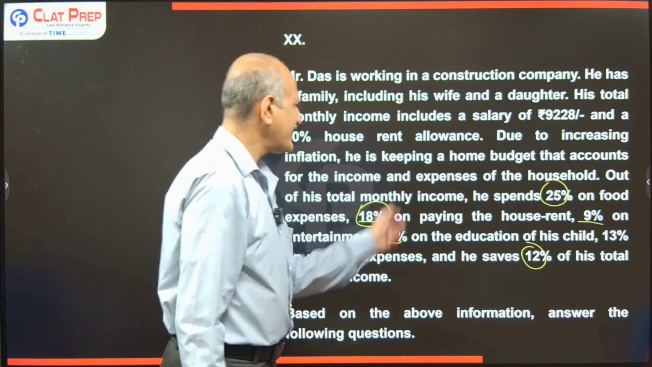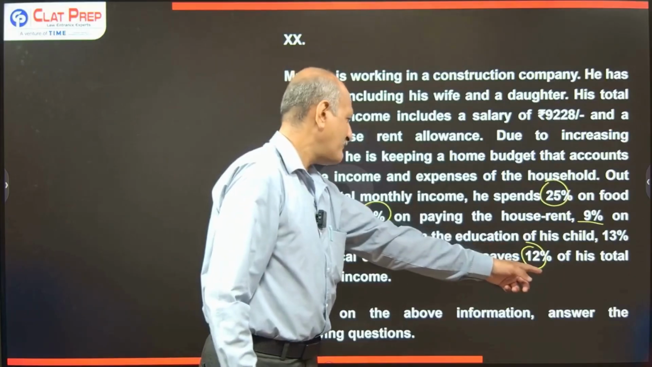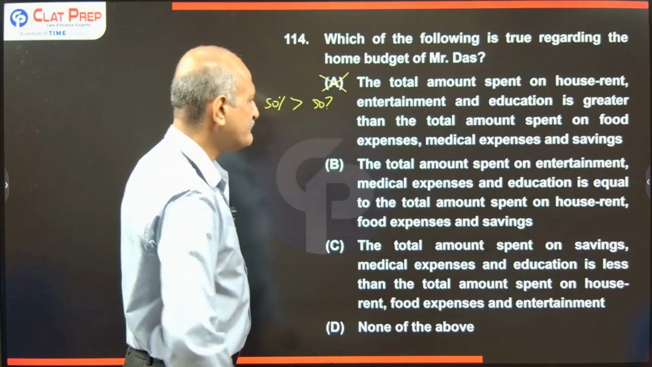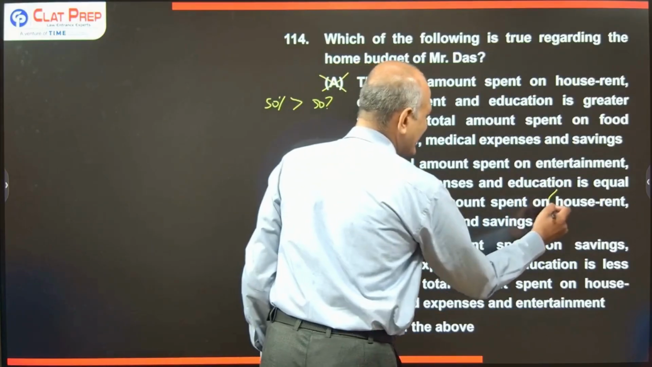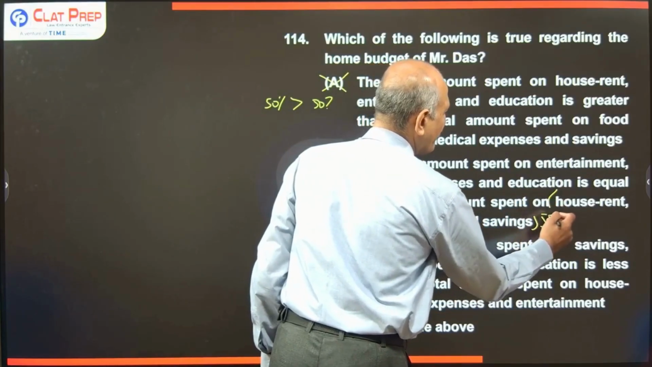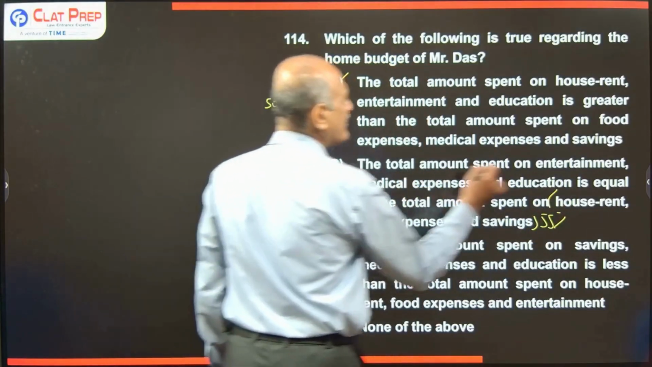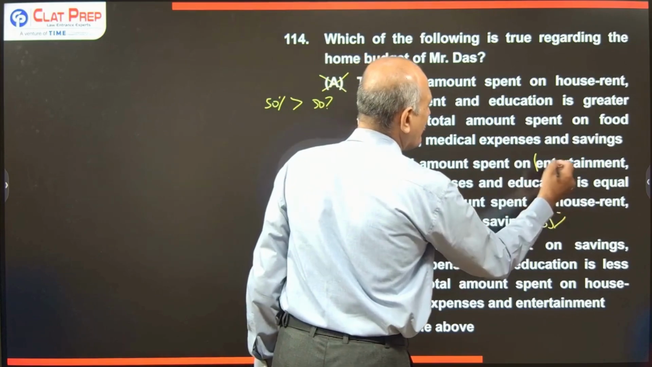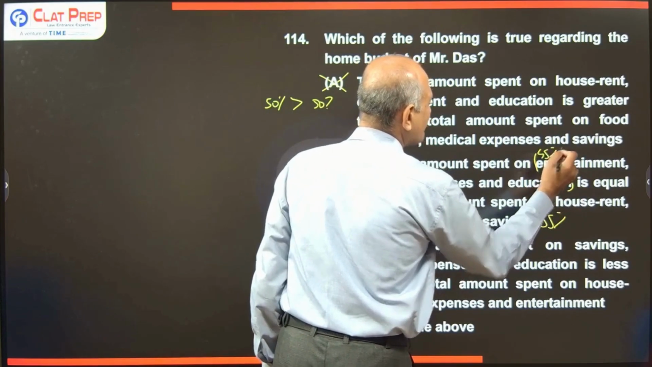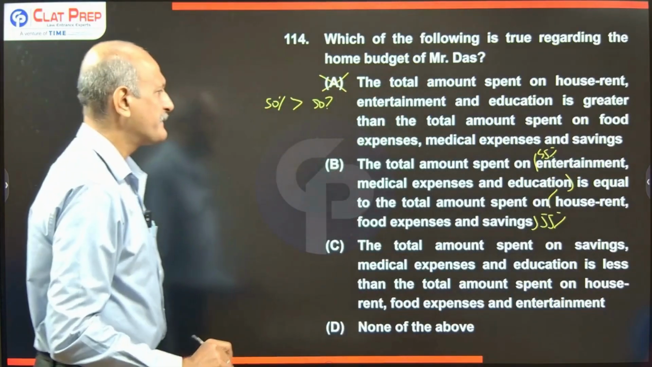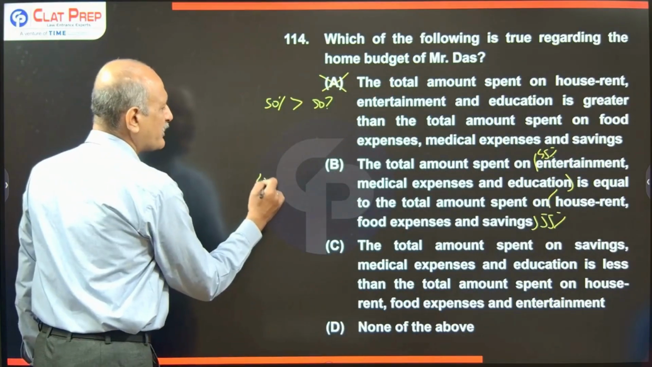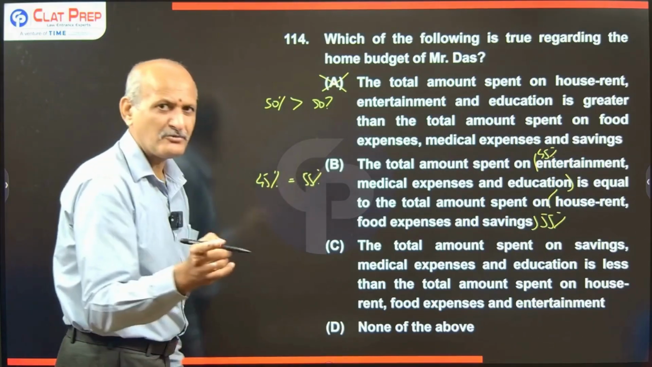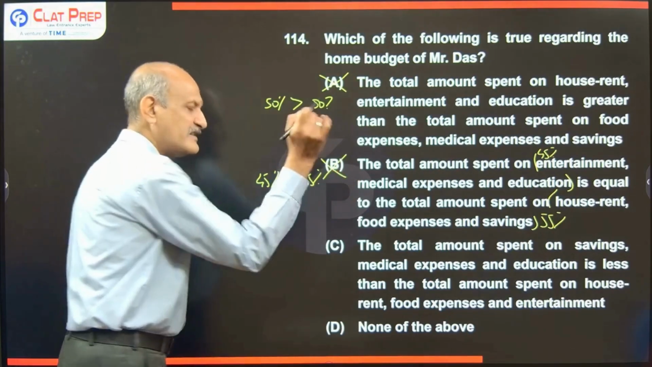Correct? On these 3 categories we are adding 18 plus 12, how much? It is 30. 30 plus 25 is how much? It is 55. So can I tell in these 3 categories it is equal to 55%. So what does this mean? On the other categories, that is entertainment, medical and education, we can identify it will be 100 minus 55, that is 45%. He is telling that 45% is equal to that 55%. Is this statement true? Definitely no. So this statement also is false.